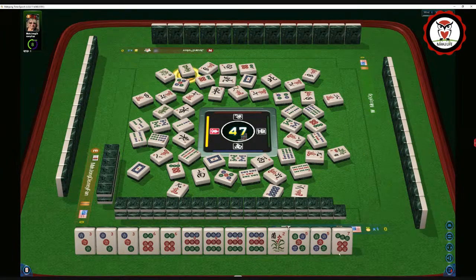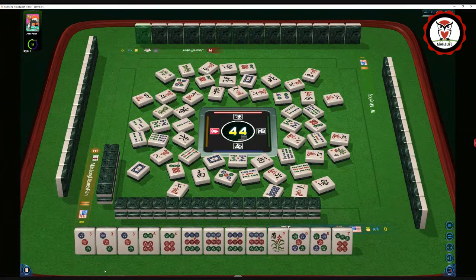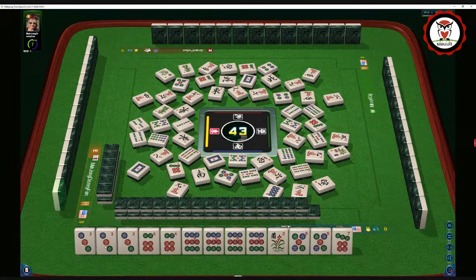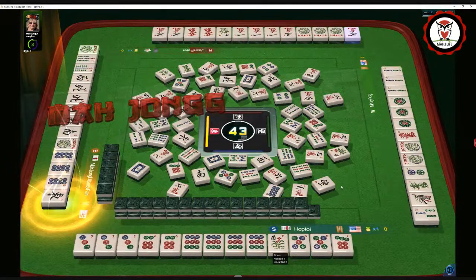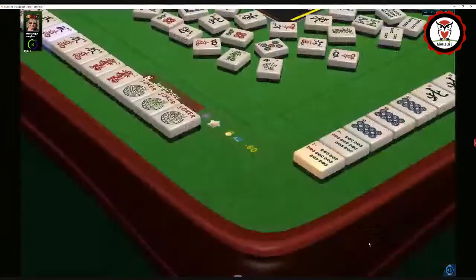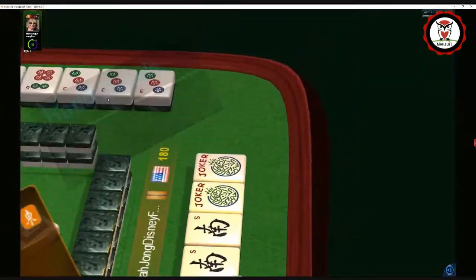Green dragon. We do not want a west. West wind. We still need this 3 dot. Let's hope it's in the wall. 5 characters. There's a hesitation there. 4 dots. Oh, we got a winner. A winner at the beginning of the end game.